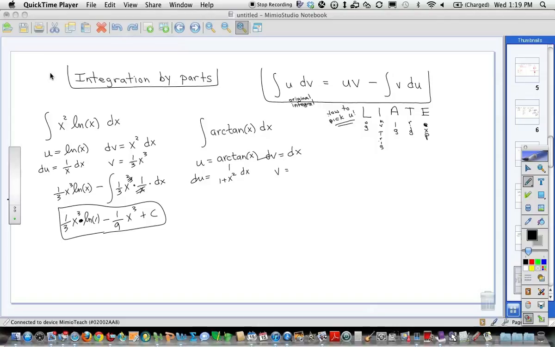All right. What's the antiderivative of what? Yeah, it's just 1, right? It's 1 dx. Antiderivative is x. Okay? V equals x. So, we go through our process. u is arctangent x, u times v, minus the integral of v du.